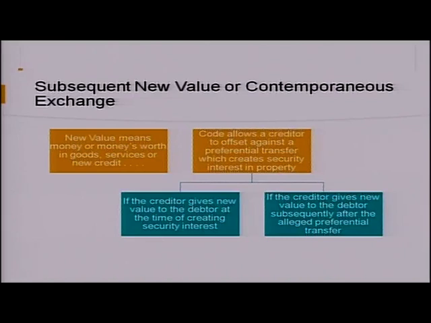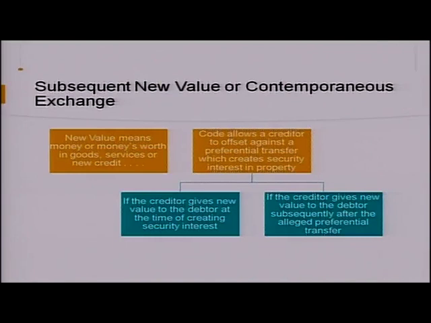Now, the second aspect is that the transaction will be outside the purview of preference if it creates a subsequent new value. Now, what do you mean by new value? New value definitely means new money, or money's worth in goods, services, or new credit. So this is extremely important. Supposing a loan is given for the purchase of new machinery. Now the company has got a loan and the machinery was bought, so it has created a new value. It's not the old value given against the previous debt. It's a new debt and a new transaction, or new goods have come into the company.